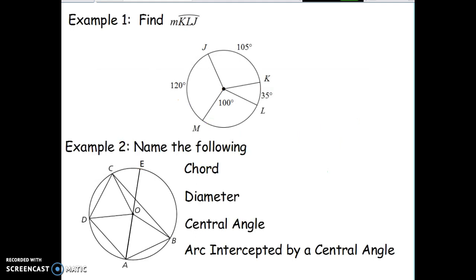All right, so in number one, we want to find the measure of arc KLJ. That's what this means here. That's the symbol for arc. M just means measure, so find how many degrees are in arc KLJ.